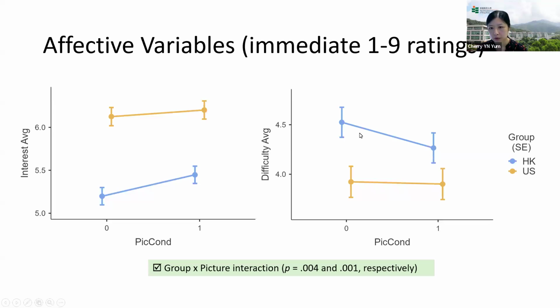And here, for difficulty, the Hong Kong group showed a larger reduction of perceived difficulty when the pictures are shown with the concept. Again, this manipulation is a comparison between plain text and text with pictures. So the textual information that the participants are getting are the same. It is the addition of pictures that are influencing these affective ratings.